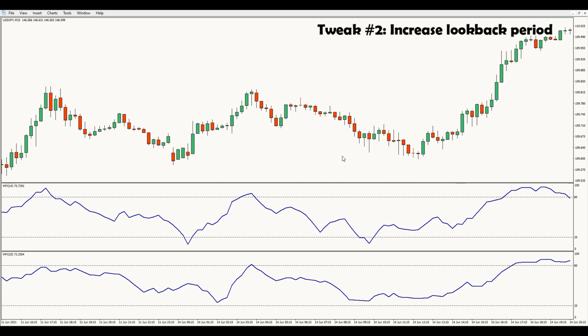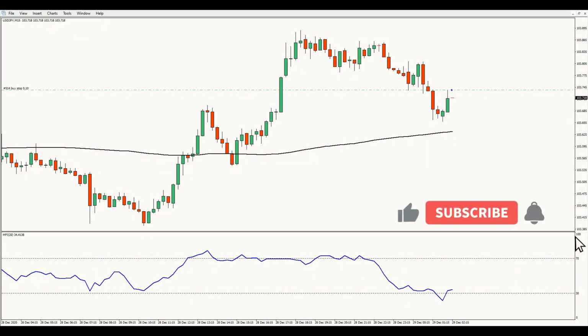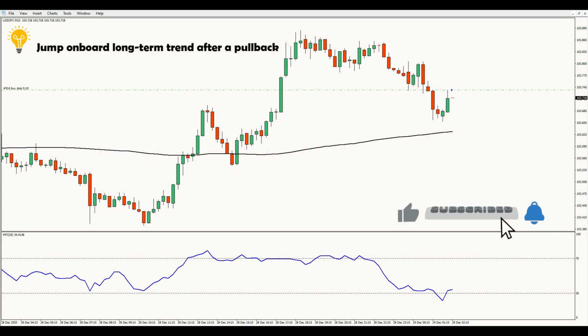To maximize my backtest sample size, I'll take the middle ground and use an increased 20-period look-back, but lower the overbought and oversold thresholds to 70 and 30, respectively. I'll use these MFI settings from here on out. The idea behind the strategy is to maximize value by jumping on board the long-term trend after a pullback has occurred. I'll use the MFI to detect short-term pullbacks.